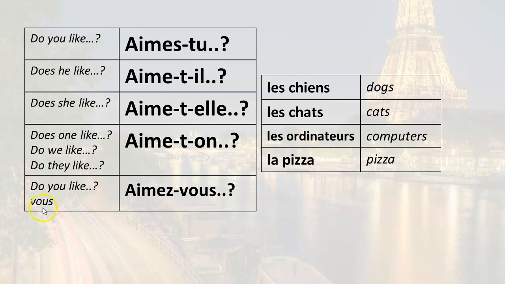Do you like? Remember the formal you, the vous. Do you like dogs? Aimez-vous les chiens? Do you like cats? Aimez-vous les chats? Do you like computers? Aimez-vous les ordinateurs? Do you like pizza? Aimez-vous la pizza?